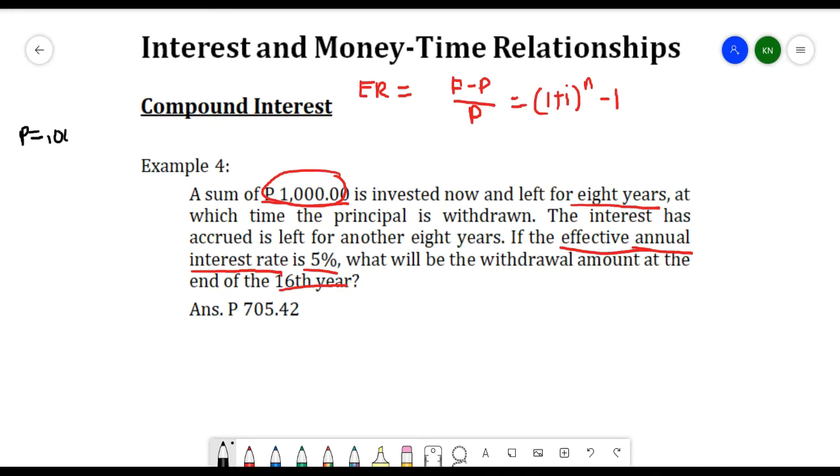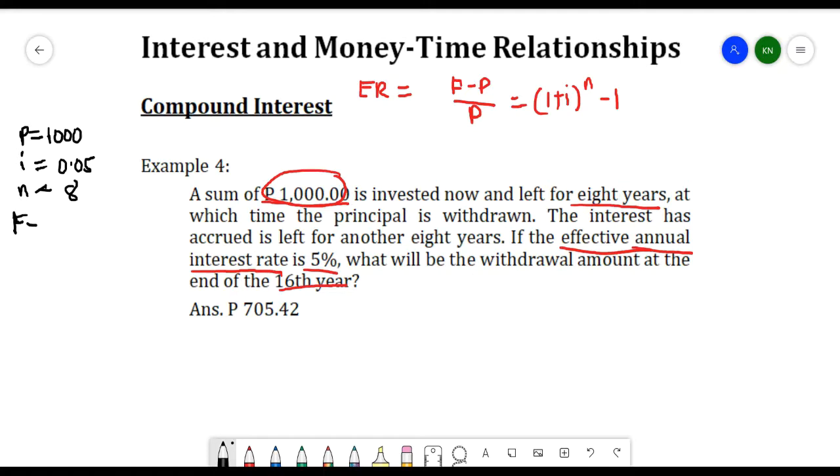is equivalent to 1,000 pesos. And then we have the interest, or the I, which is equivalent to 5%, that is annual, so there's no need to divide that with any number. So we have 0.05. And then for the N, we have 8 years for now. For the first one, we have the 8 years. So let's just try to solve this one first.